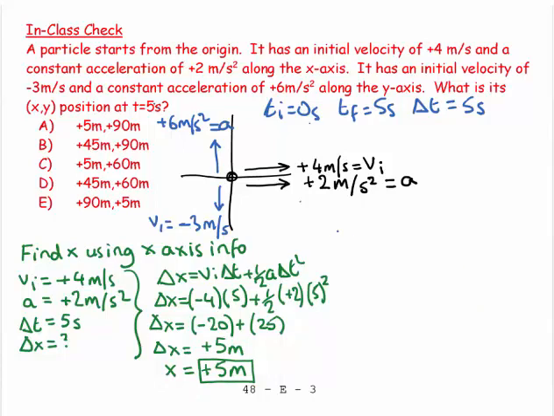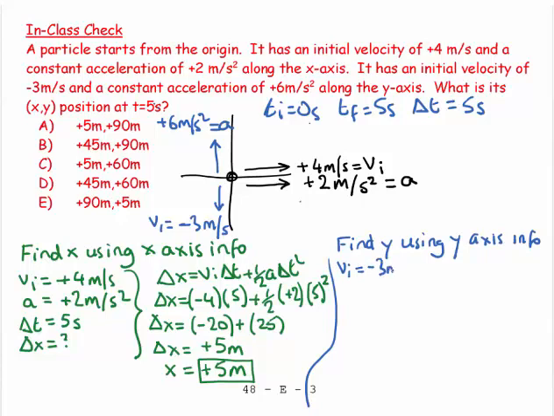Let's have a look at the second part. Find y using y-axis info. Let's make our list. I'm running a little bit out of space, but I'll do my best. So looking at my diagram, Vi is equal to minus 3 meters per second. A is equal to plus 6 meters per second squared. Delta t, my duration, is equal to 5 seconds. And I want to find the displacement, delta y.